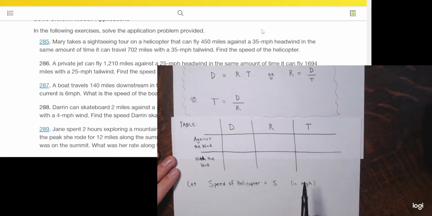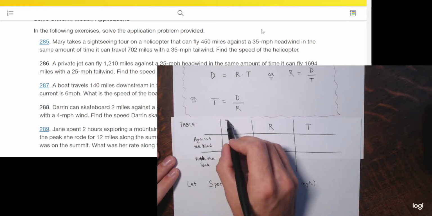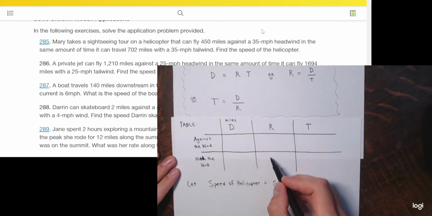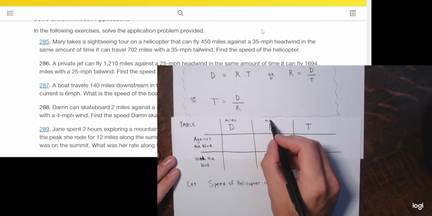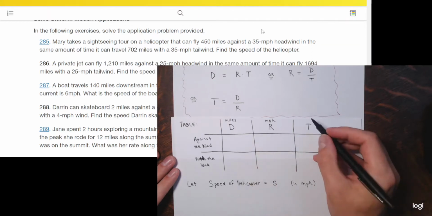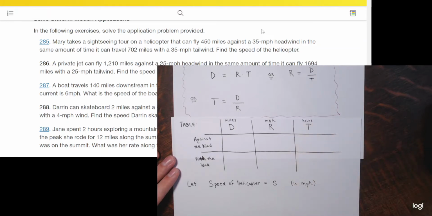All right, and then something else I like to do in my table is above the distance column, I'll write the units. The distances should be in miles. The rates column, that'll be in miles per hour. Right, that's a rate, miles per hour, mph. And the time column here, time's going to be in hours, right? Yeah, I like to write the units. You don't have to do that. All right, so now that I have a variable representing what they want from me, the speed of this helicopter without the wind, let's go through and start filling out the information in this table.